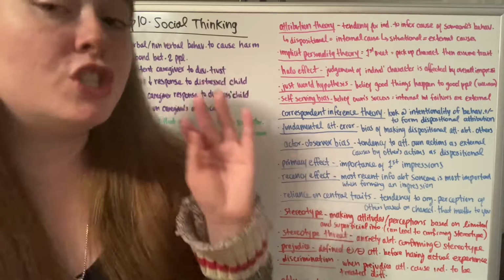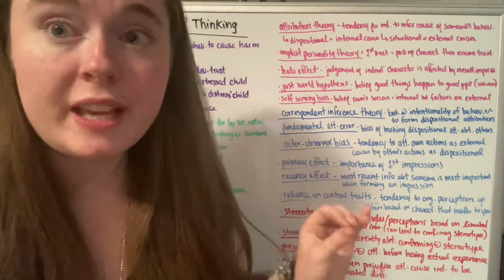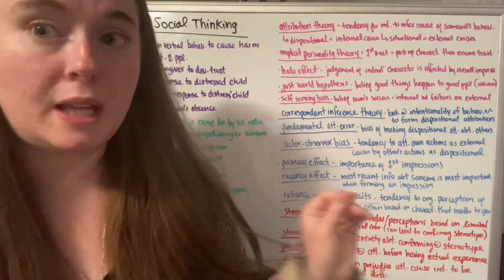Then we have the just world hypothesis, which is the belief that good things happen to good people and bad things happen to bad people. The just world hypothesis.